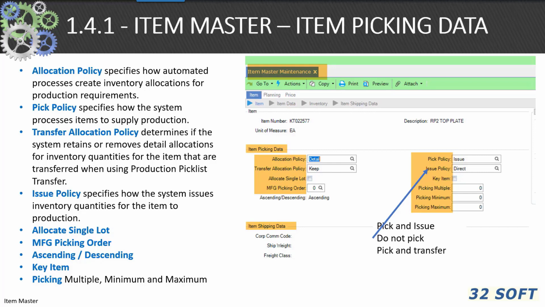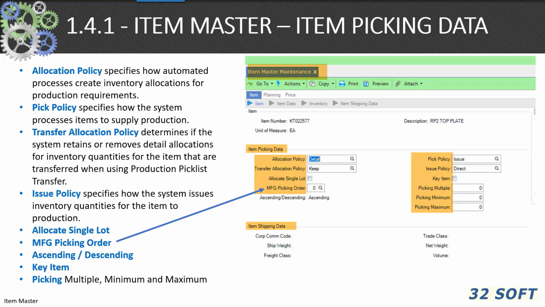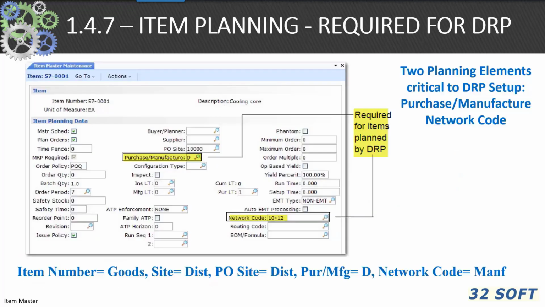This used to be in 1.4.17. They changed it to 1.4.16. This is your free stock account. Basically, pick and issue, do not pick, or pick and transfer. There's also allocations, manufacturing pick, ascending or descending, key item, and there are some picking minimum, maximums, and multiples.